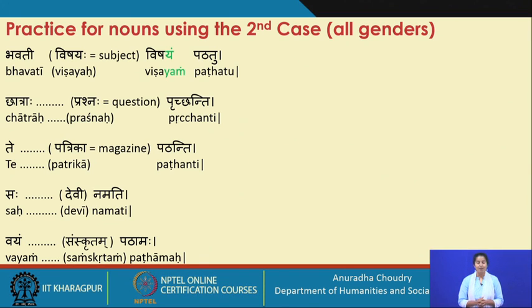Uttamam. Next, vayam sanskritam pathamaha. And what happens to that? It stays the same. So, vayam sanskritam pathamaha.